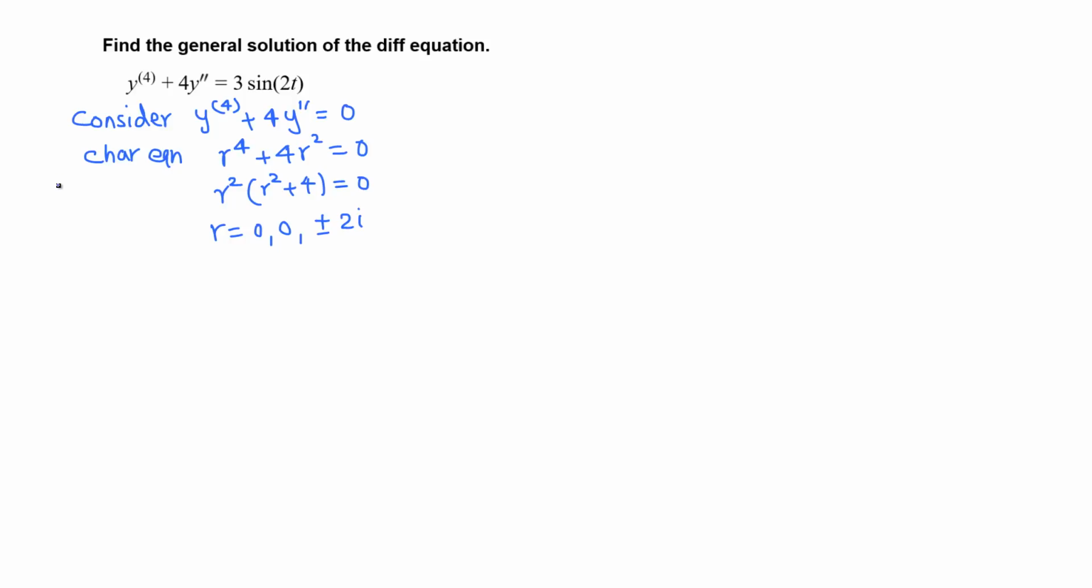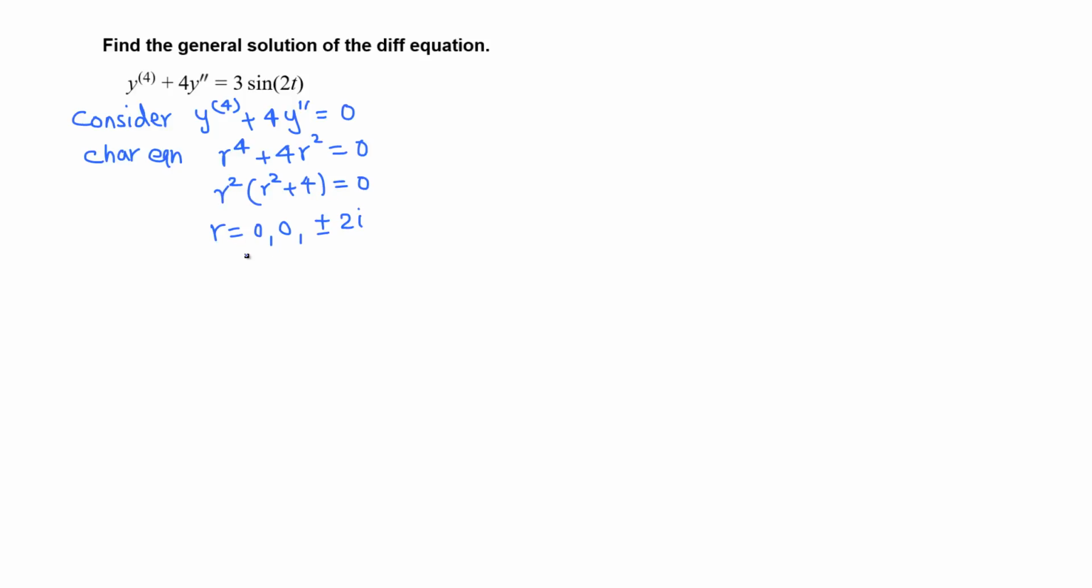To find the complementary solution, we consider the corresponding homogeneous equation. So take the right hand side 0. So y to the fourth derivative plus 4y double prime equals 0. And we solve this equation by finding the characteristic equation: r to the fourth plus 4r squared equals 0. Factor r squared out. Then find r.